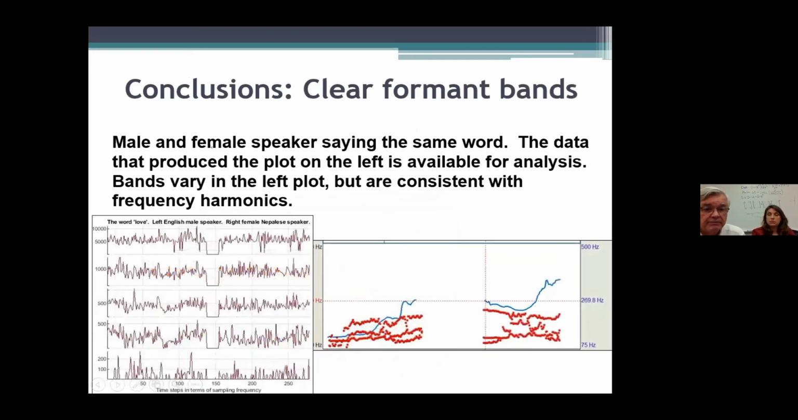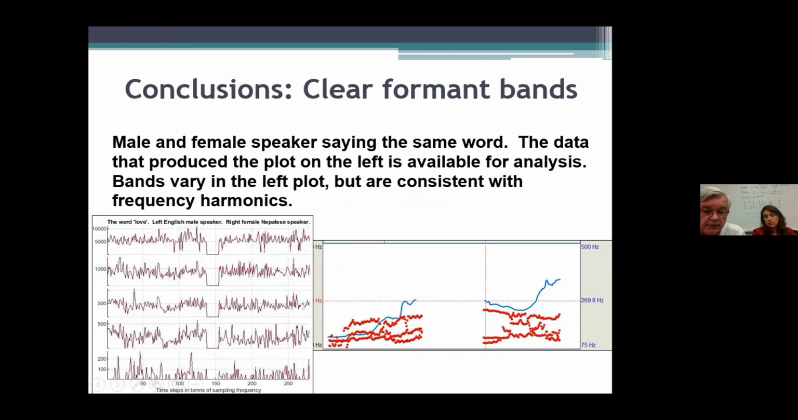Here's a male and a female speaker saying the same word. Here's love said by the English speaker, male, and love said by the female. And then here is a common depiction showing exactly the same data. So this on the left is the male, and this is the female speaker. You notice that the pitch moves through the formants, which we saw in the other slide.